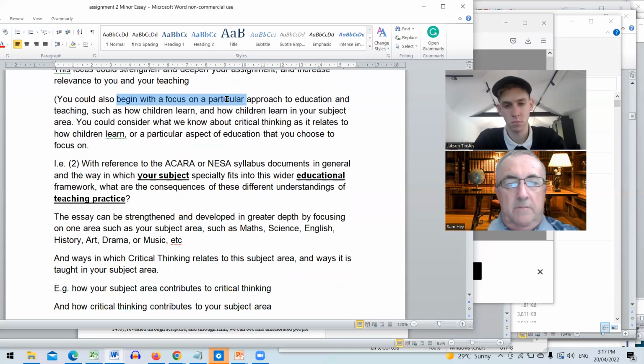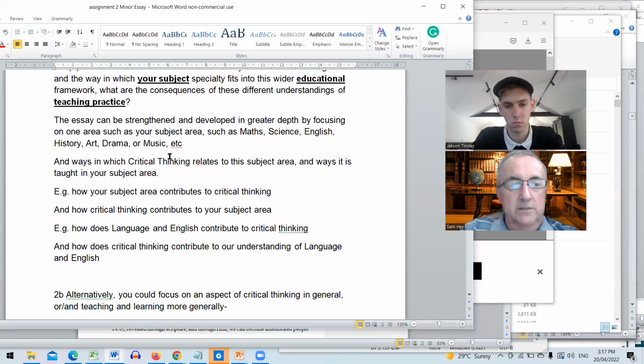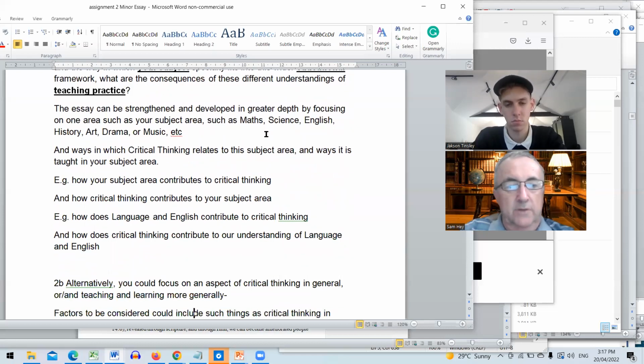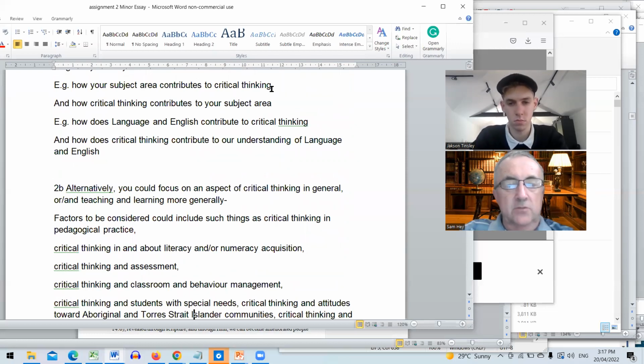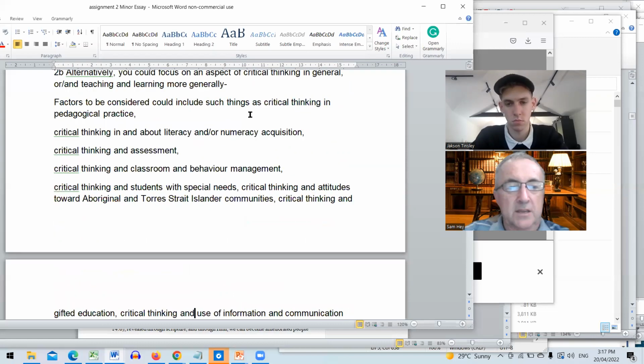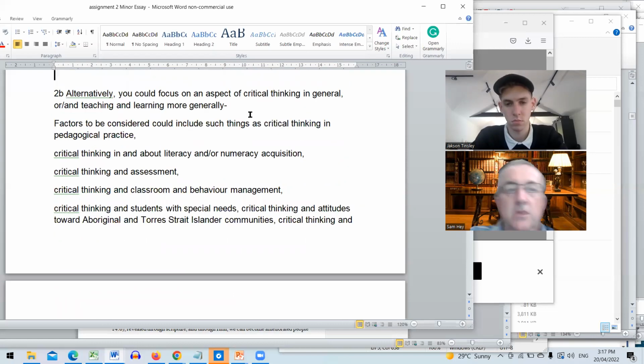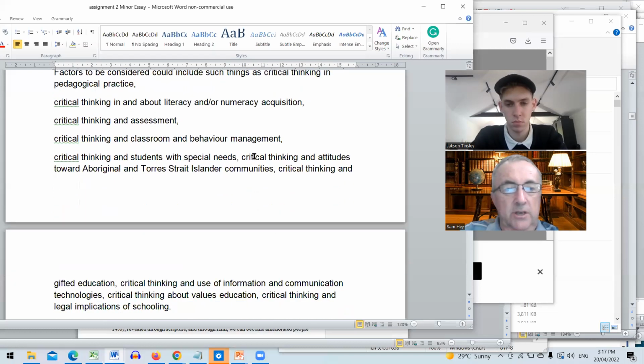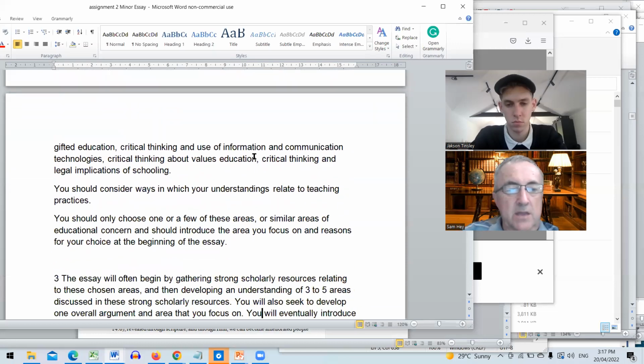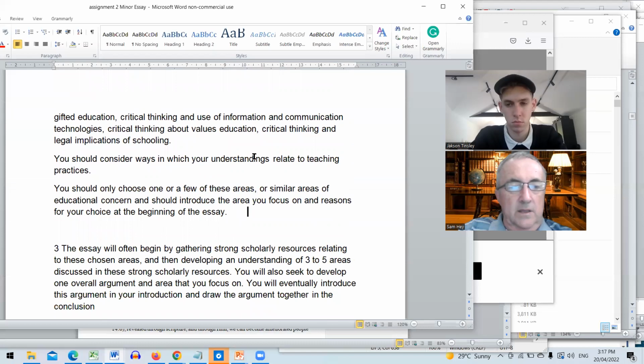So begin with a focus area, such as something from Vardy, something from critical thinking, how children learn, approaches to education, something from the education area, and begin by thinking about your subject area and your educational teaching practices, and choosing one subject will often do better. And you could ask, how does your subject contribute to critical thinking, and how does critical thinking contribute to your subject? You could focus on aspects of critical thinking in general, or you could focus on critical thinking in your subject area, such as literacy, language, assessment, classroom behaviour. Again, if you try and cover too much, then you'll have a thinner essay.